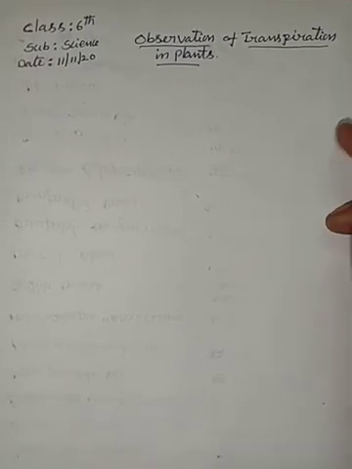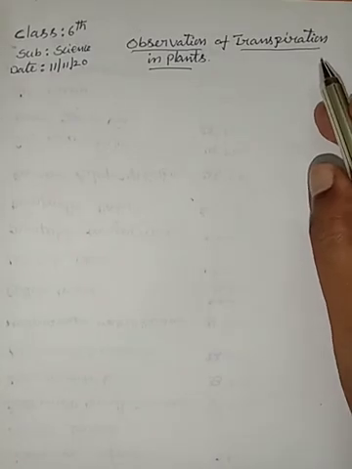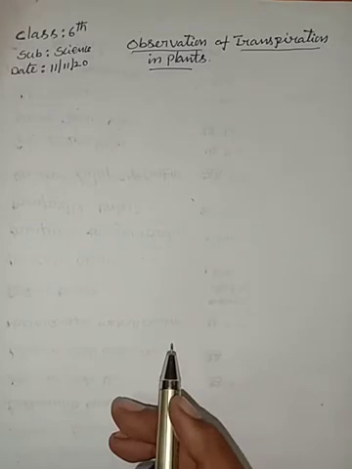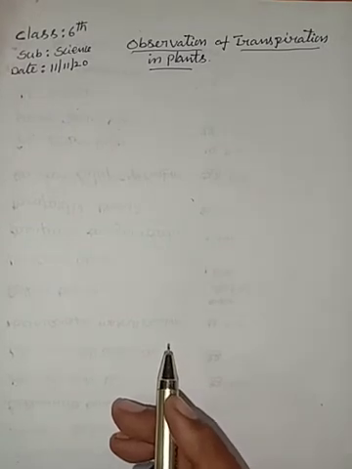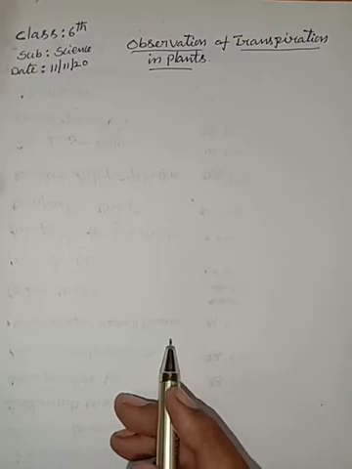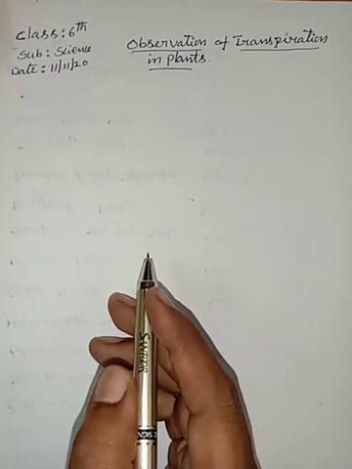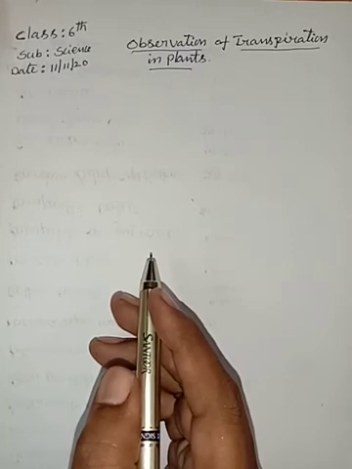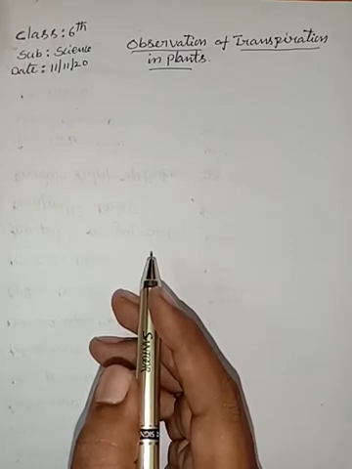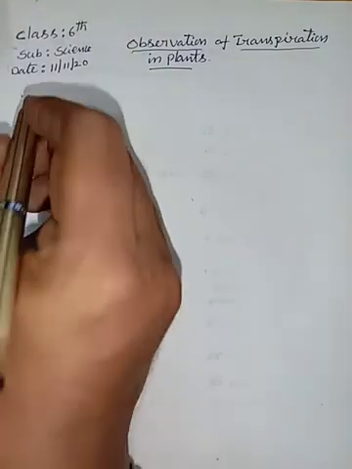Children, now we are discussing another important activity, observation of transpiration in plants. Do you know, children? In plants, excess water is removed in the form of water vapor. This process is known as transpiration.